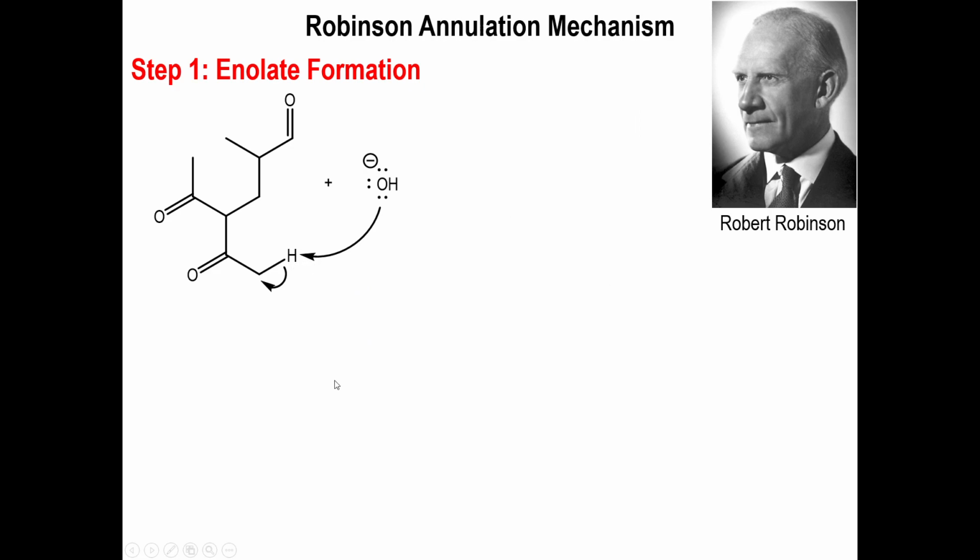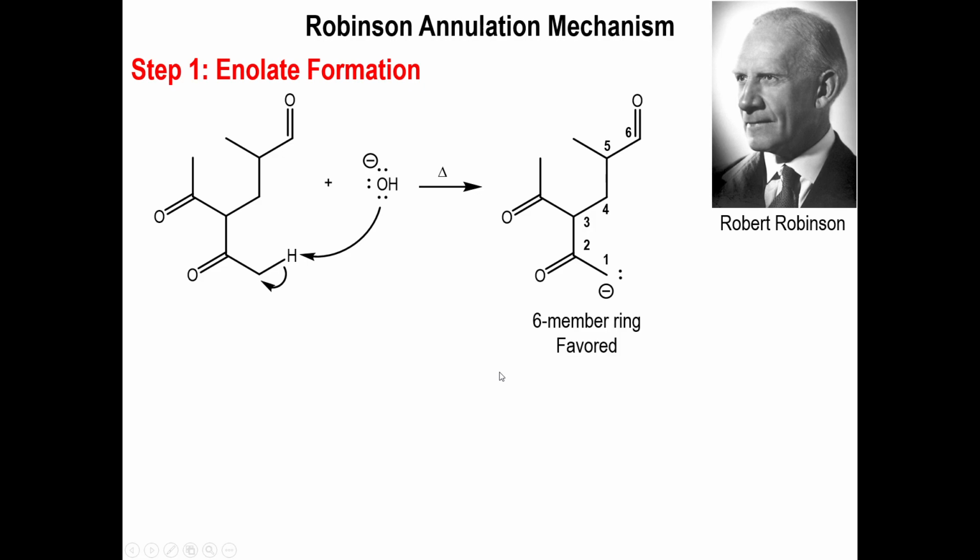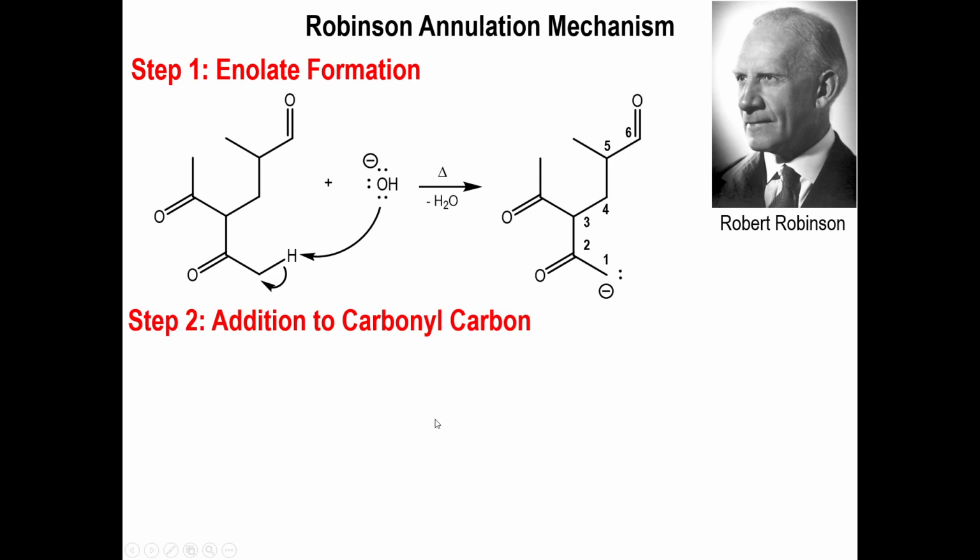But if this one happens and you form this enolate over here, although it's going to happen to a small extent initially, if you count from this carbanion all the way to the aldehyde carbonyl, you'll find out that this covers a total of 6 positions, meaning that if this carbanion attacks the aldehyde carbonyl, you'll end up with a 6-member ring. And that is definitely favored for cyclization reactions.